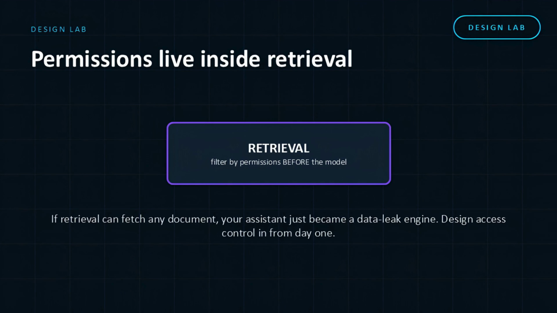One risk deserves its own moment. Permissions. If Retrieval can fetch any document, your assistant just became a data leak engine. Access control belongs inside Retrieval, not bolted on later. Design it in from day one.